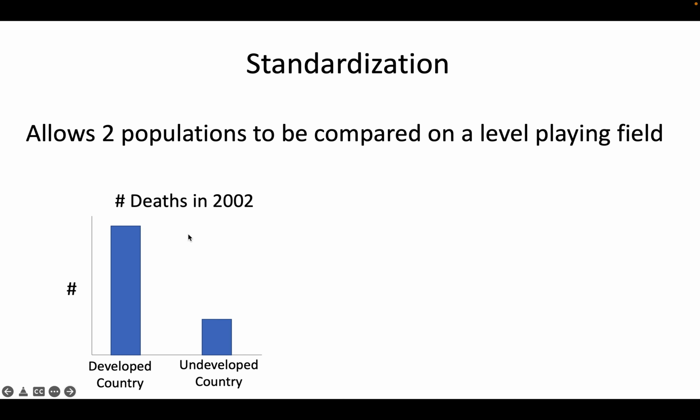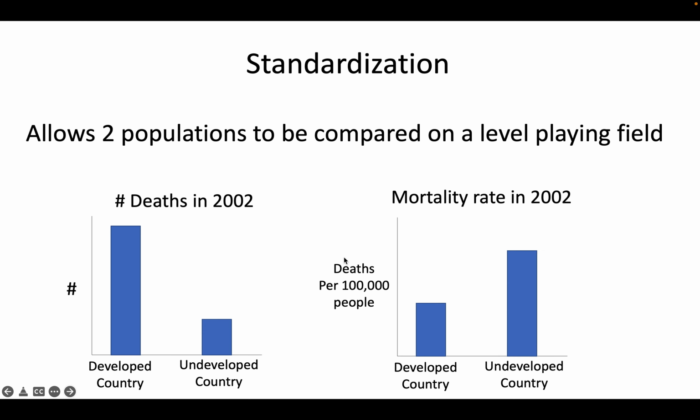Just to start with the very foundation of standardization that we're all familiar with. If we were just looking at the number of deaths in a year between a developed country and an undeveloped country, we'd see that there's a lot more deaths in the developed country. But what we haven't taken into account here is the size of the country. So if we're doing a mortality rate in 2002, the number of deaths over the number of people, we're able to get a denominator in there that takes into account the different size of these countries, and we can get a very different picture.